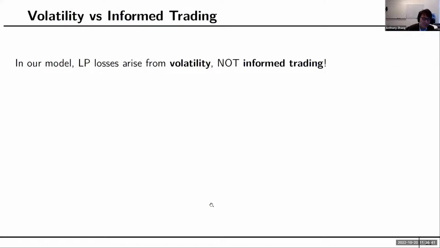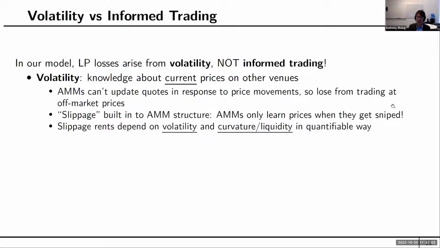I want to clarify one concept before moving forwards. Our model is kind of a slippage model. In our model, the LP loses money because the LP doesn't know current prices. The LP only learns current prices when it gets sniped, and then loses because by getting sniped, it's trading at prices worse than current prices. This is reminiscent of Budish, Cramton, Shim, the HFT literature, where I'm running quotes, another exchange has prices change, and sometimes I get sniped and trade at bad prices based on current information.